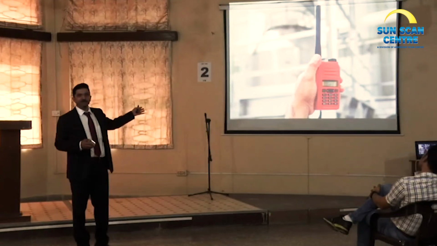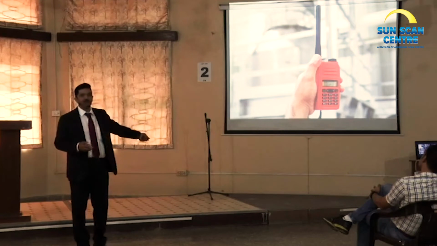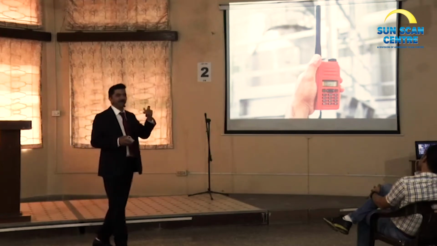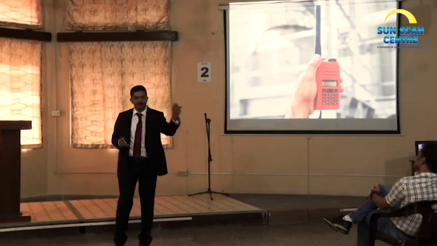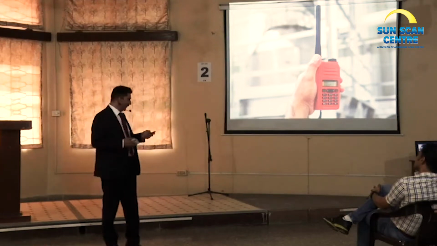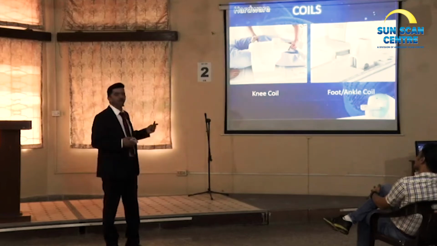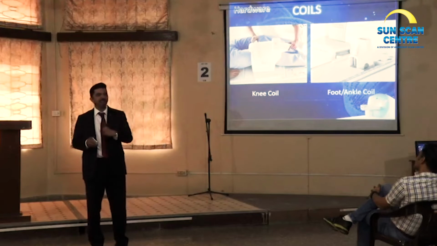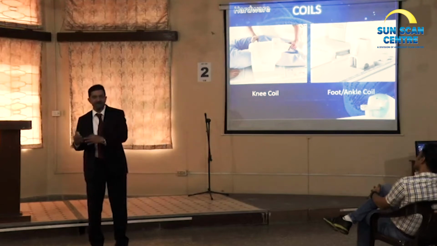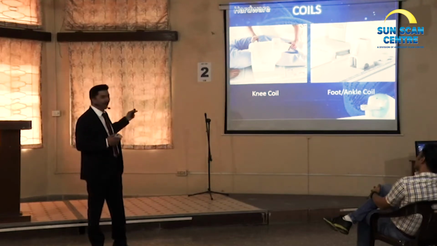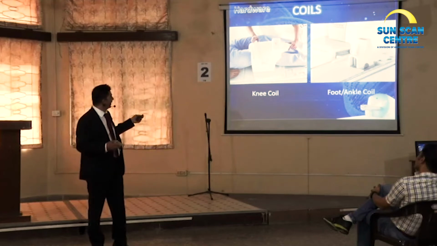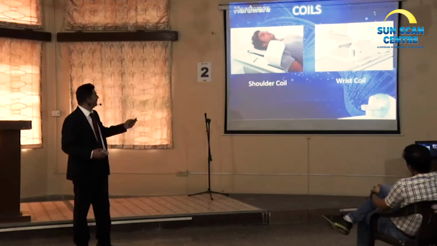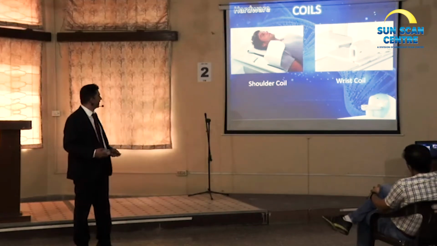So this is a walkie-talkie. As everybody can see, there is a prominent antenna there, right? That antenna receives the signal when a person using a walkie-talkie is talking to another person. Similarly in the MRI, we have these coils which act like antennae, and they receive the signal and help in the image formation. So you have a knee coil if you are undergoing a knee MRI. If you are undergoing a foot or ankle MRI, you have a coil which is designed for that purpose.